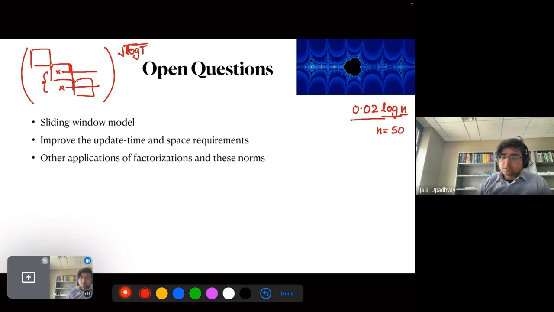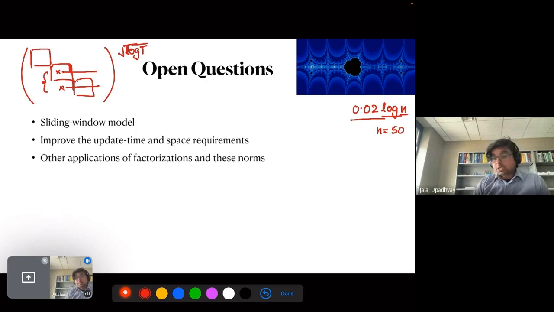There is some work along this line by some of my colleagues, which I'm not sure I'm privy enough to say, but there are some results to improve the update time. But still, the error does not get down as low as what we have.